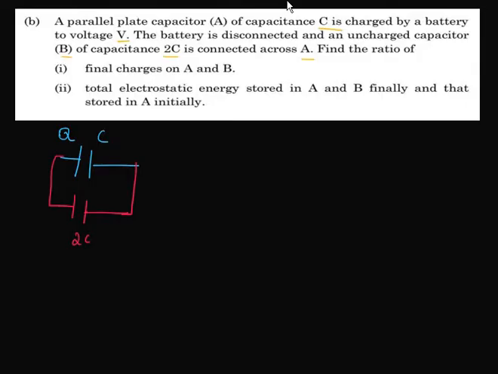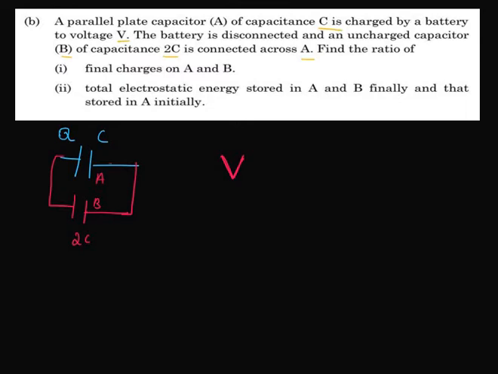So what will happen in this situation? The capacitor A is fully charged to a value of charge Q. Once you connect an uncharged capacitor, the charges will flow from capacitor A to capacitor B, because capacitor A is fully charged and capacitor B is empty. How long will the charges flow? Once the potential becomes equal on both the capacitors, the charge flow will stop. So they will acquire a common potential V. Let us say V is the common potential for capacitor A and capacitor B.